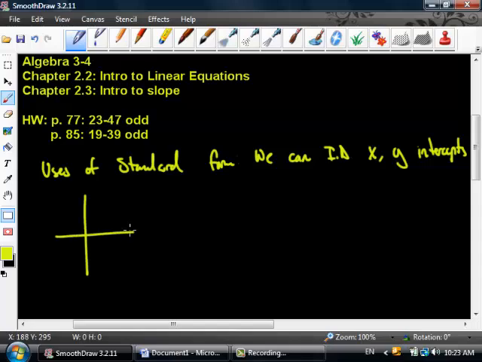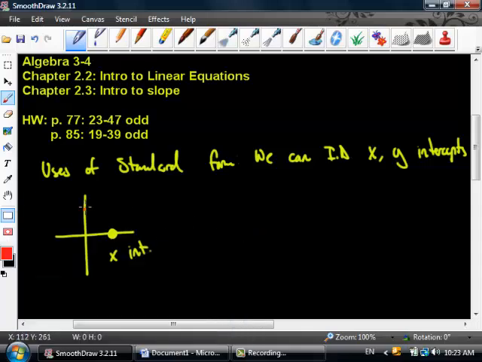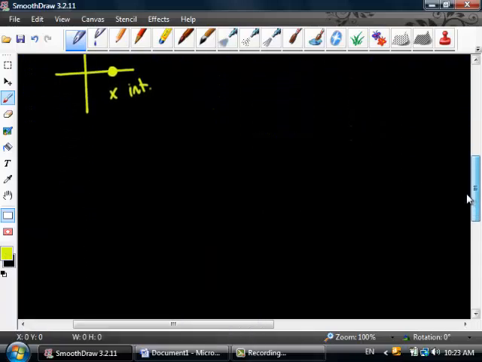So, for example, this point right here is an X-intercept. This point here is a Y-intercept. Right, so just so you guys know your differences between X and Y intercepts. Hopefully you guys remember that from Algebra 1 too.